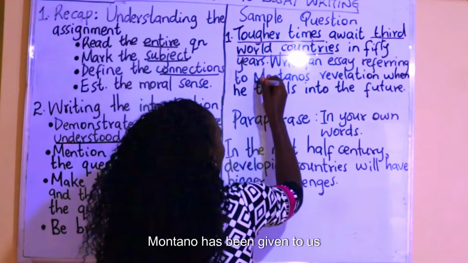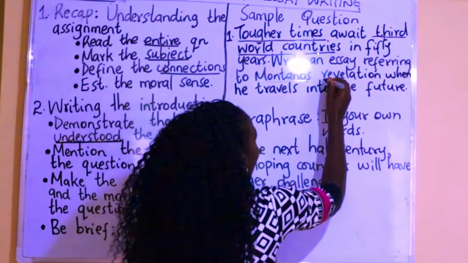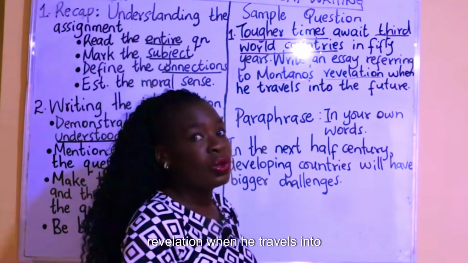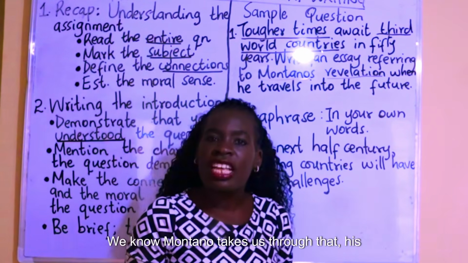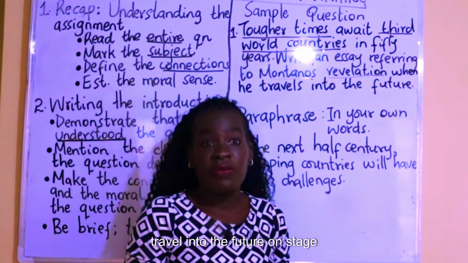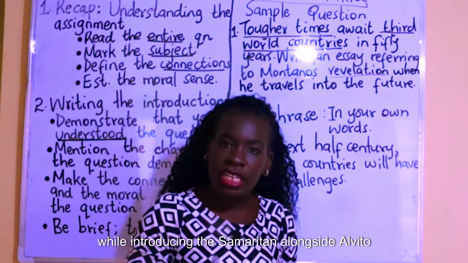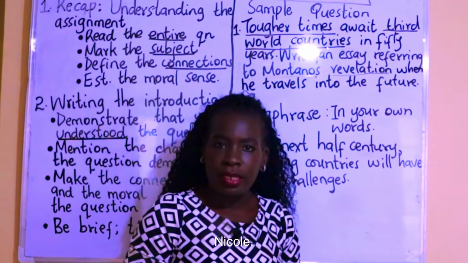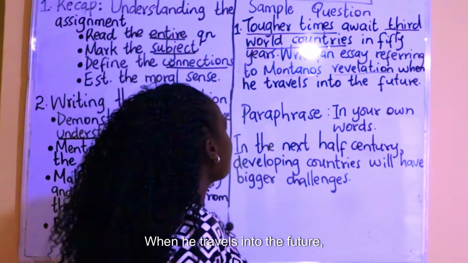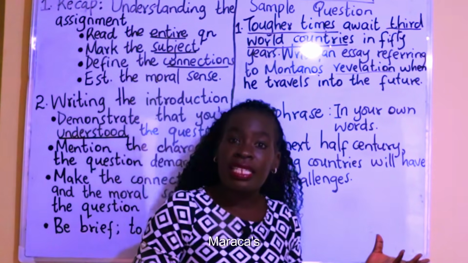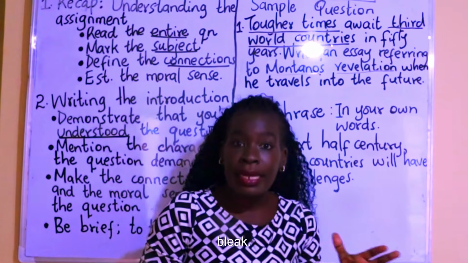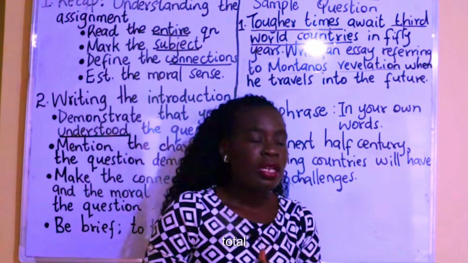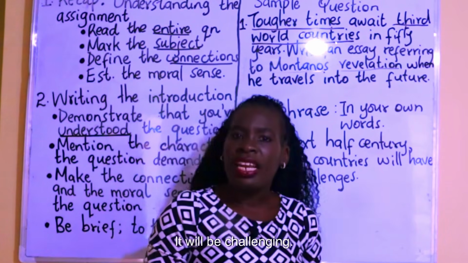So Montano has been given to us, and not just Montano, but his revelation when he travels into the future. We know Montano takes us through that, his travel into the future on stage while introducing the Samaritan alongside Alvita and their teacher, Nicole. When he travels into the future, the Maracas' future is bleak. Things are going to worsen. It will be total chaos. It will be challenging.